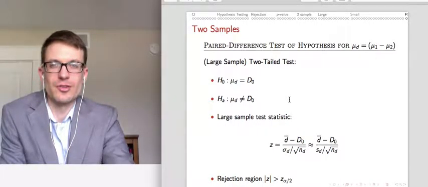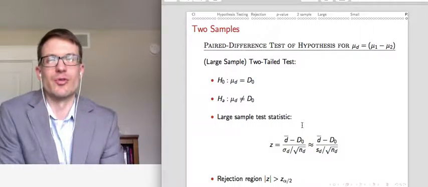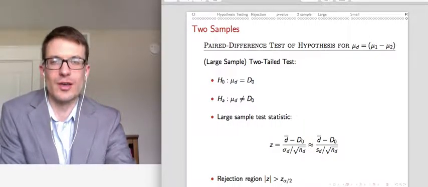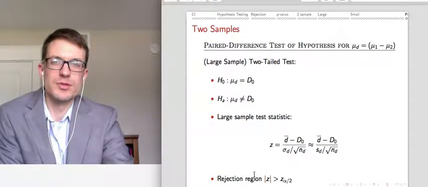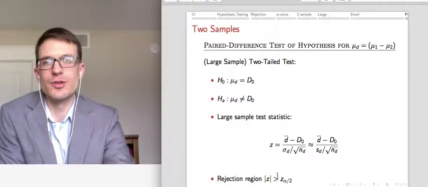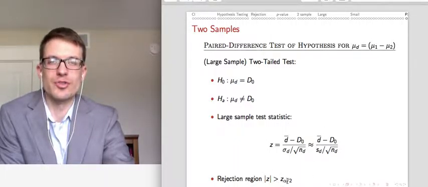Our two-tailed test is similar. Now we're just allowing that the rejection region incorporates both tails. So going between a one-tailed test and a two-tailed test isn't going to affect the test statistic, but it does affect the rejection region because now we're interested in two tails.